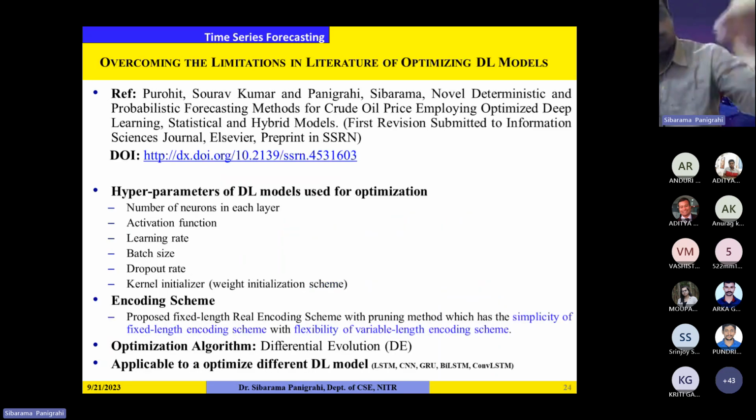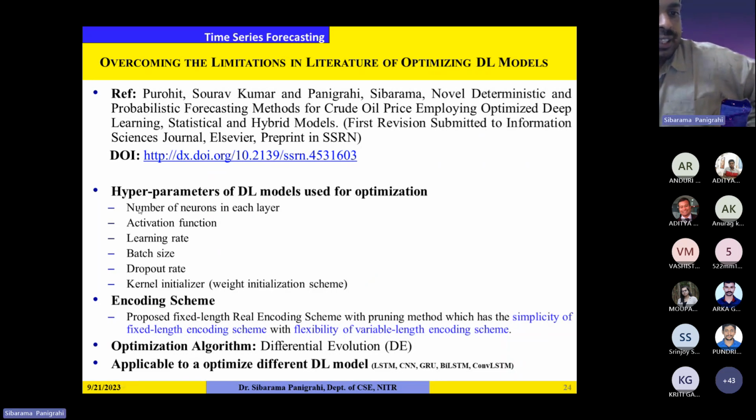So in order to overcome this gap, we have developed one methodology to optimize both continuous and discrete valued hyperparameters of deep learning models. And this is still in the revision stage, and we have published a preprint in SSRN. You can go through it. I have shared the link. Where what we have done, we have tried to overcome the limitations of the literature.